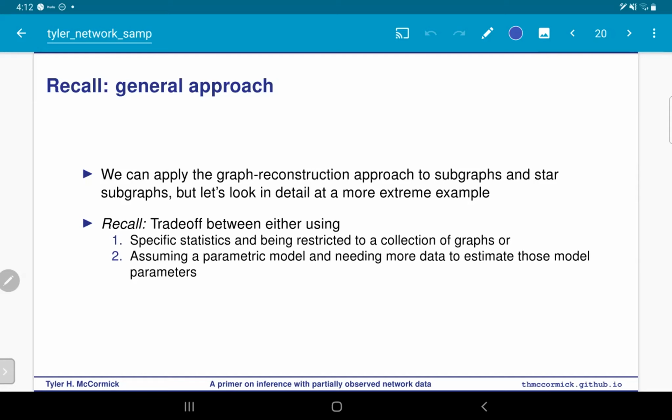Or we can defer making those assumptions about parametric models, and if we defer those assumptions, then we're left with specific statistics on collections of graphs that we can use. So this is really the trade-off, right? We can make more assumptions, and that allows us to work in a more flexible space in a more efficient way, assuming that we're okay with those assumptions, or we can forego assumptions and work in a restricted space where we can come up with tractable forms.